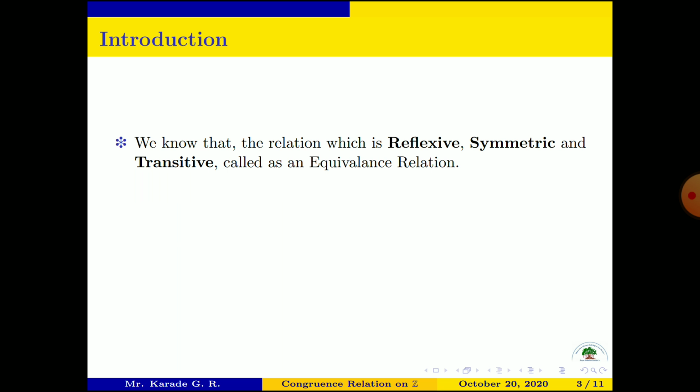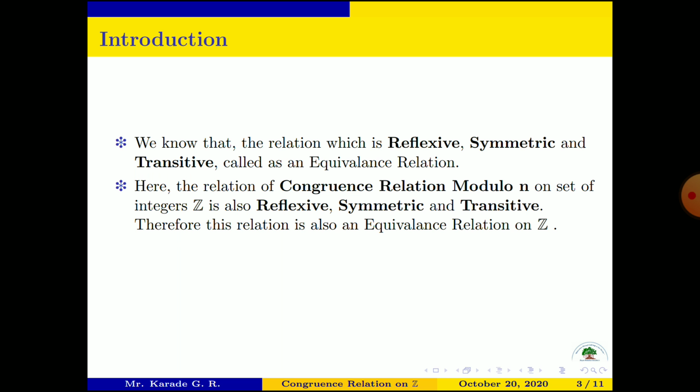So here we know that the relation which is reflexive, symmetric and transitive is called an equivalence relation. And in the previous lecture we saw that the congruence relation modulo n on the set of integers Z is also reflexive, symmetric and transitive. Therefore, this relation is also an equivalence relation on Z.